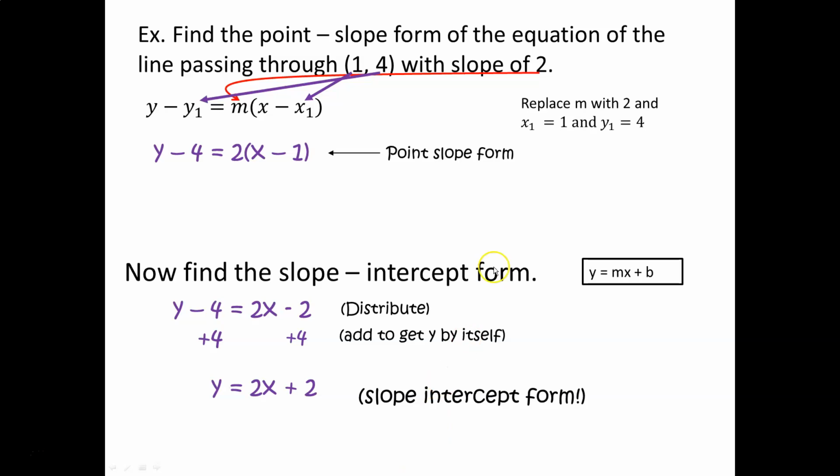Honestly, this is all you have to do to get from point-slope form to slope-intercept form: you first distribute and then add or subtract whatever is by the y. So if it's minus, you add. If it's adding, you subtract. Okay, let's do another one.